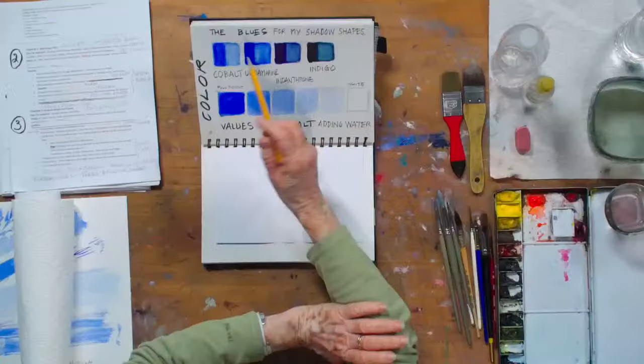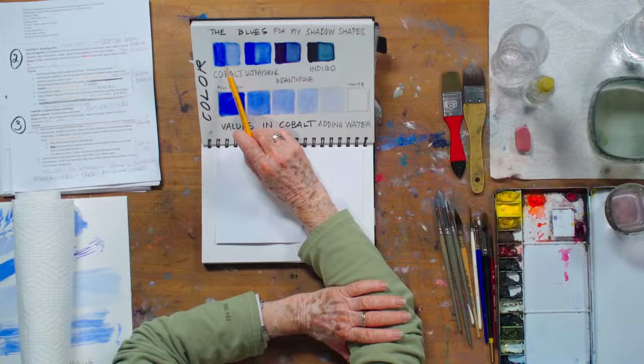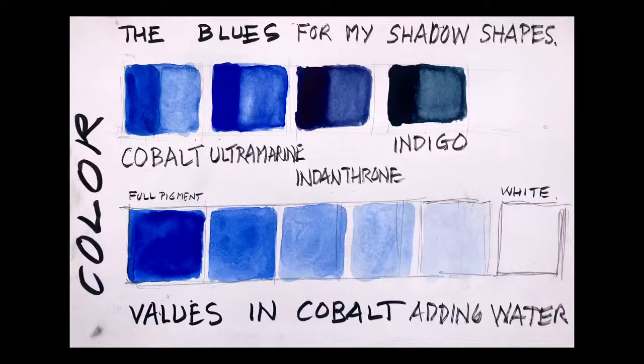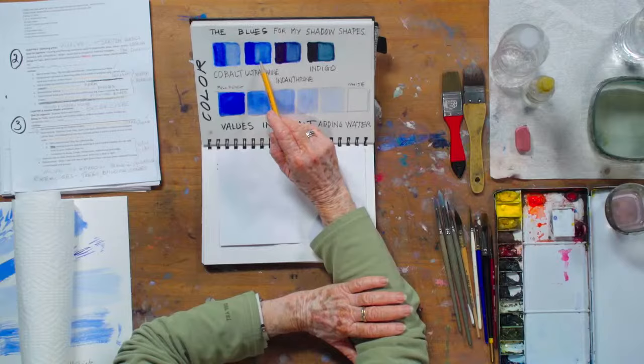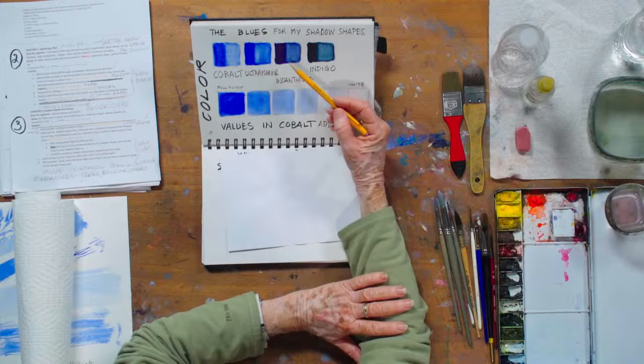So I would like to introduce you to the watercolours that I'm choosing. This is a cobalt blue, just showing you the value difference that you can generate, a very simple example. Then I use an ultramarine, which has a little bit more intense, brighter blue to it. I use an indanthrone, and then I use indigo.